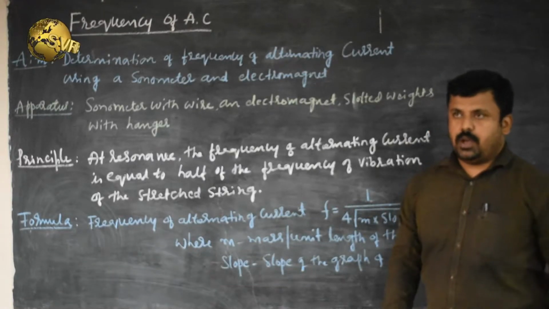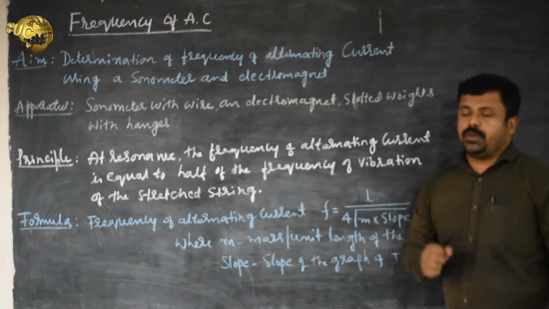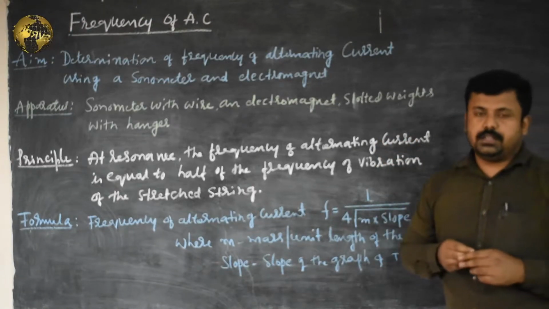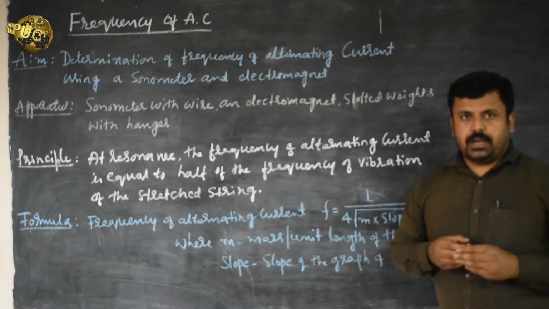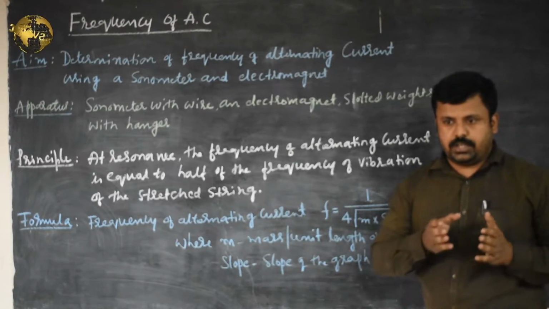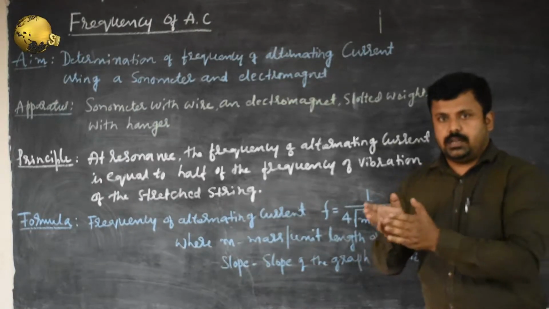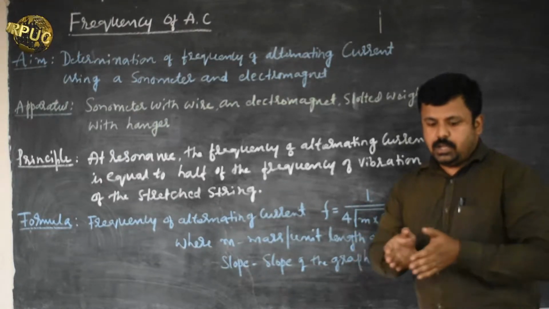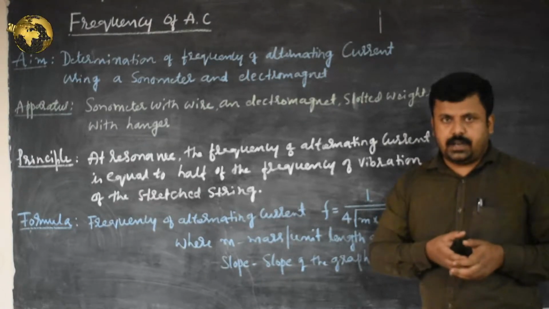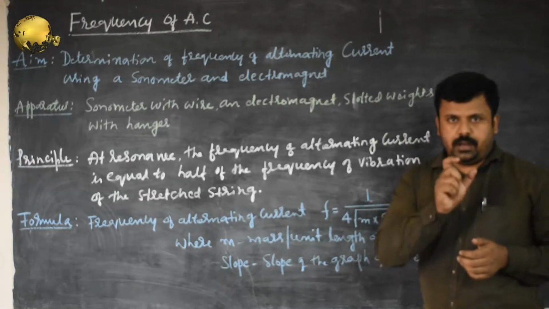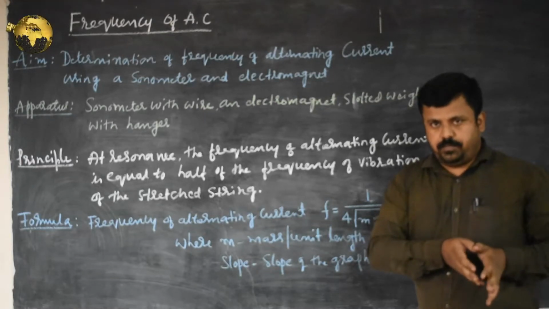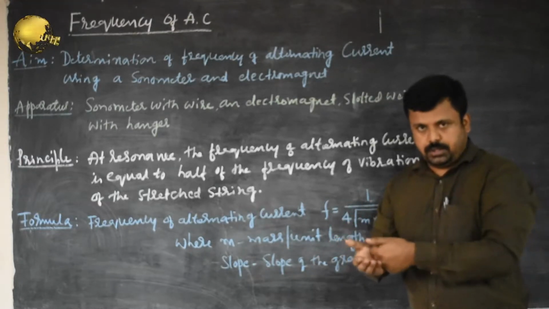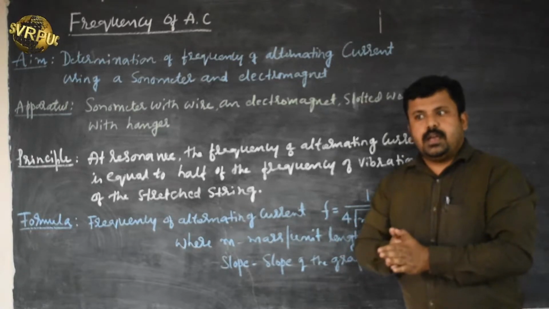In this session, we are going to find out the frequency of AC, that is alternating current. If I introduce the current, we have the classification like direct current and alternating current. The source of direct current, let us say a battery or a cell, gives a steady current which is not going to change with respect to time. And we have the other part, the alternating current.